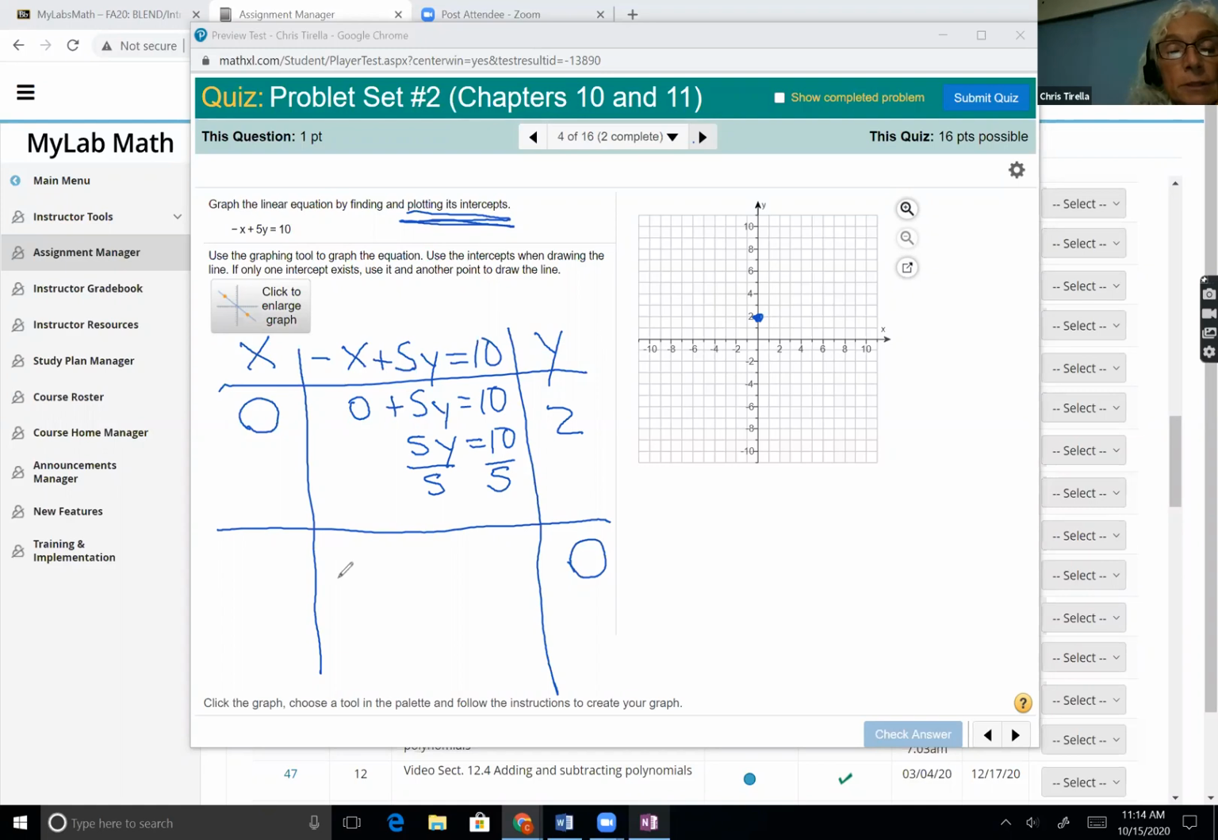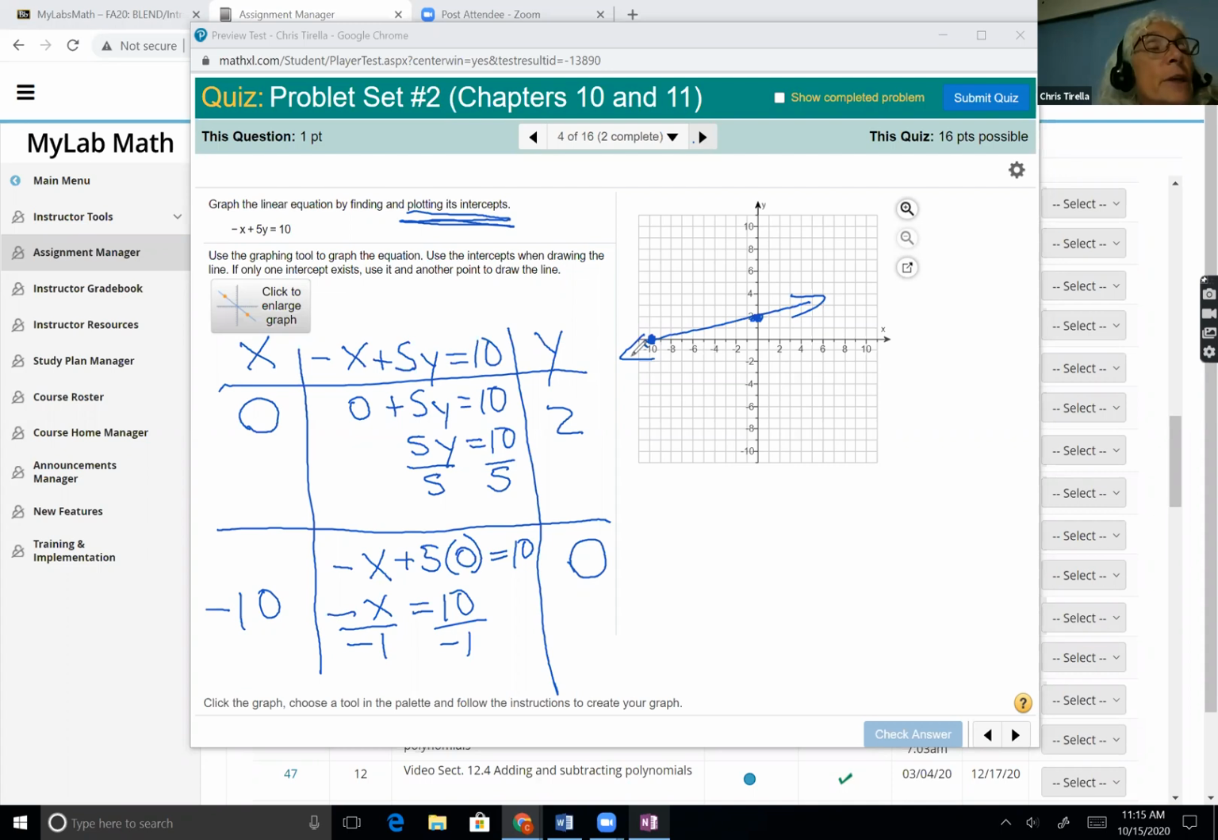And then for the x-intercept, I'm going to put in that 0 for y. So I get -x plus 5 times my y value, which is 0, equals 10. That gives me -x is equal to 10. I don't want -x, I want just x. So I'm going to divide by -1, and I'm going to get an x-intercept of -10. And so we'll use those 2 points and the line drawing tool to get our line.